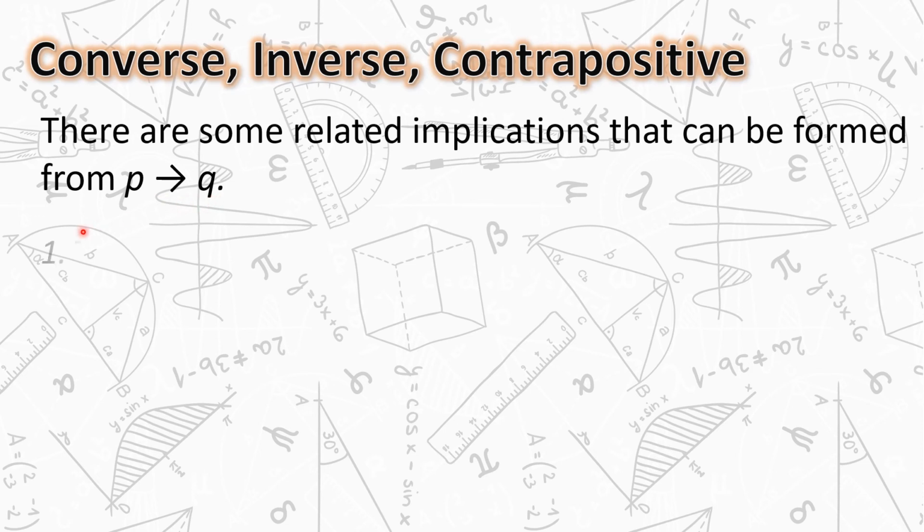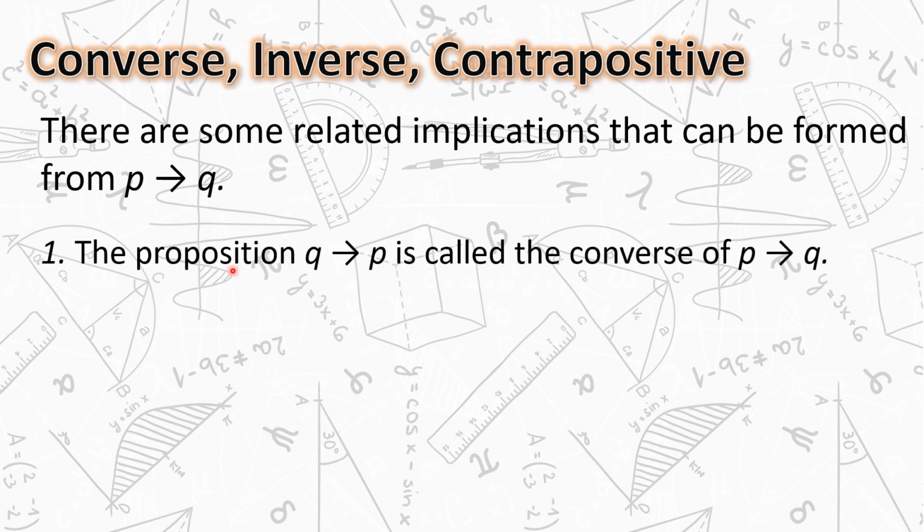Number 1, converse. The proposition Q implies P is called the converse of P implies Q. From the conditional statement, P is the hypothesis, Q is the conclusion. It becomes the converse of its conditional if Q now is the hypothesis and P is the conclusion.